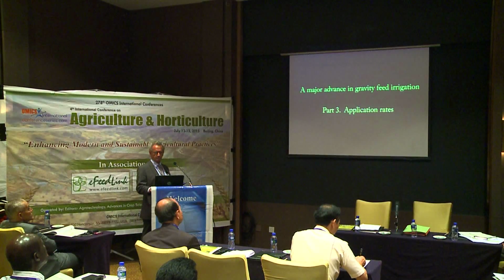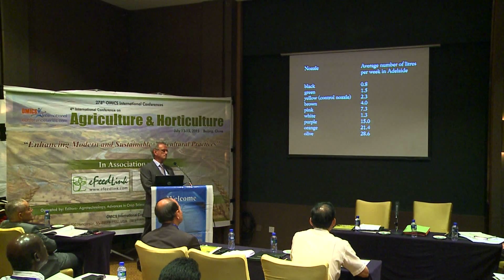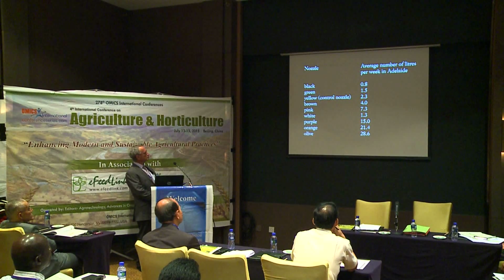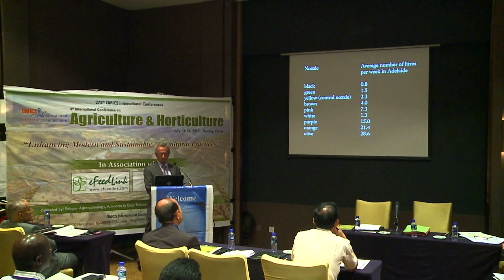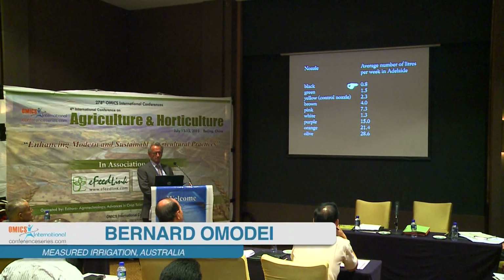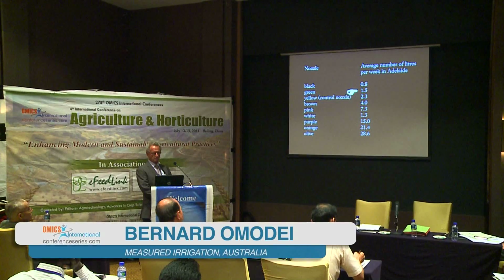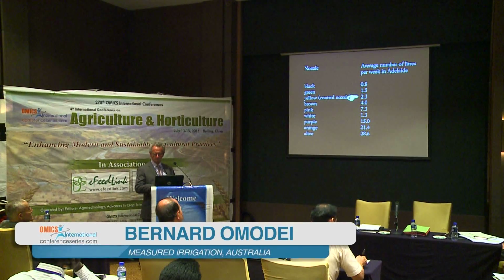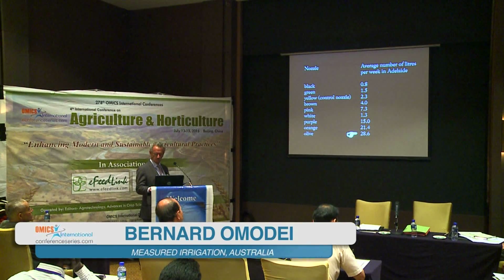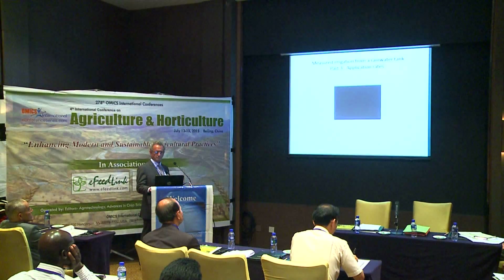Part 3, application rates. Provided the pressure is the same at each nozzle, the table shows the average number of litres per week delivered by the 9 different nozzles. The table is based on the annual evaporation and rainfall in Adelaide. Black, 0.8 litres per week. Green, 1.5 litres per week. Yellow, 2.3 litres per week, etc., all the way through to olive at 28 litres per week.